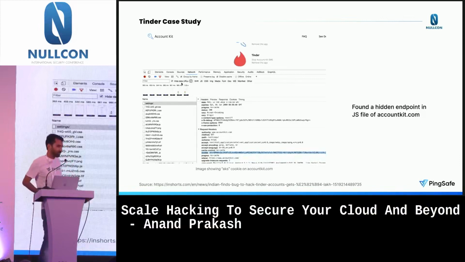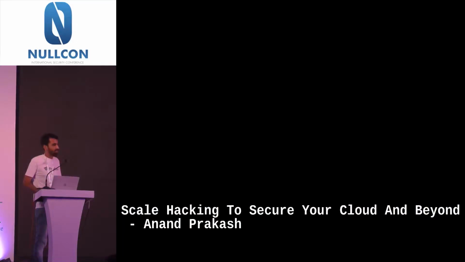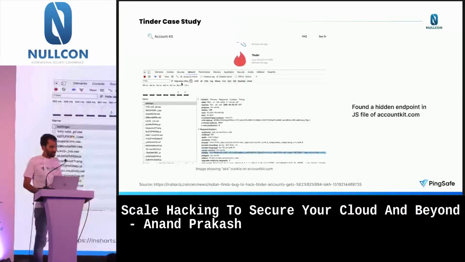This is the screenshot showing the AKS token, the AKS cookie, which you can use like a master token. And any other company who was using AccountKit was vulnerable to this. Reverb, Saavn, everyone was vulnerable. You could log in to all the other accounts as well. So a very high impact bug, with very high user impact, due to a security misconfiguration.